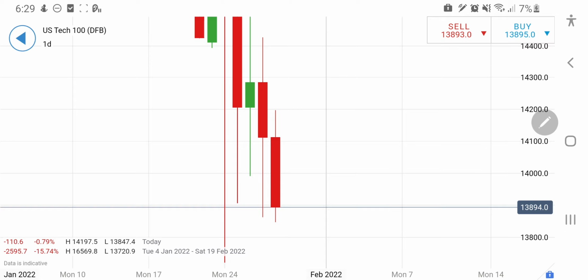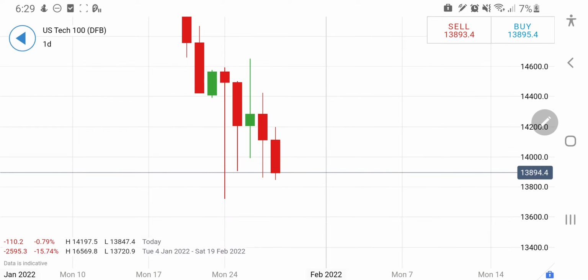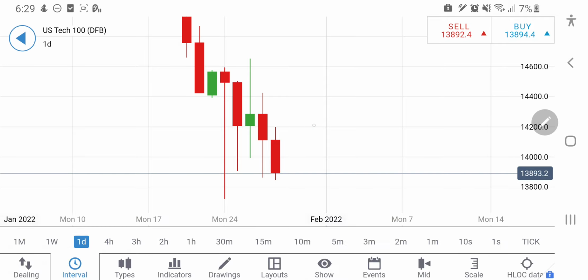If you look at these charts also, the support here is coming at around 13,800, 13,820 levels. So if it breaks this zone, definitely we might see a further sharp drop where we can expect it to head towards 13,750, 13,700 levels. But this is just on daily charts.